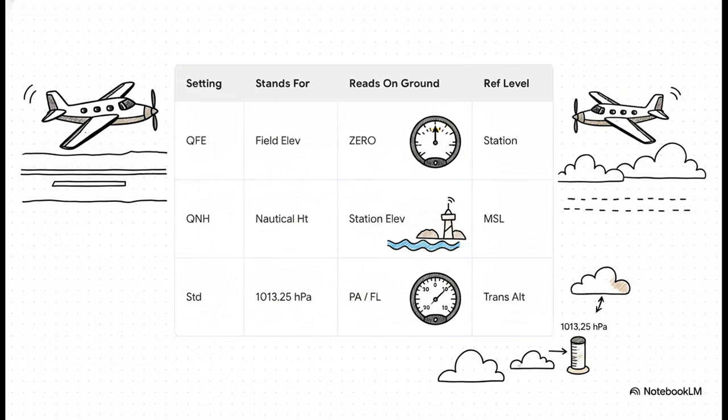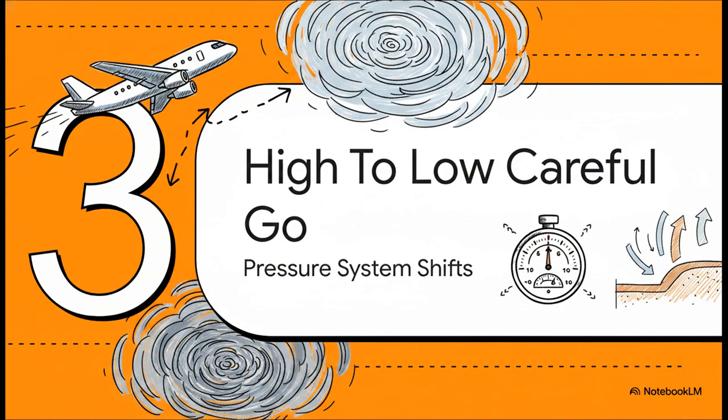Then there's QNH. This one references mean sea level. So with QNH set, your dial shows your altitude above sea level, meaning if you're on that same runway, it reads the airfield's actual geographic elevation. And finally, once you climb high enough, everyone just switches over to a standard pressure setting of 1013.25 hectopascals. This creates these uniform mathematical flight levels way up in the sky. It puts all the planes on the exact same imaginary baseline, so they don't accidentally bump into each other up in the clouds.